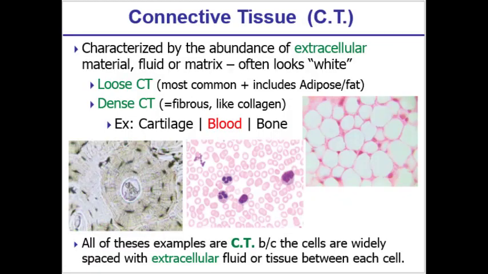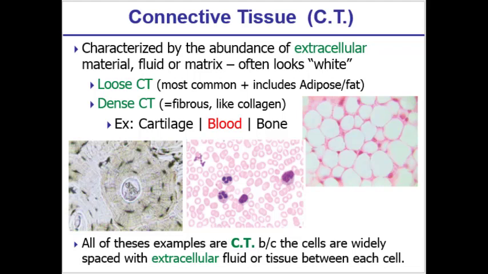The next category is our most diverse category. This is connective tissue, or CT, and they're characterized by the abundance of extracellular material, fluid, or a matrix. They often look white in between, and we have a diverse category because this is made up of adipose tissue. We see blood, bone, cartilage. These are all considered connective tissue.